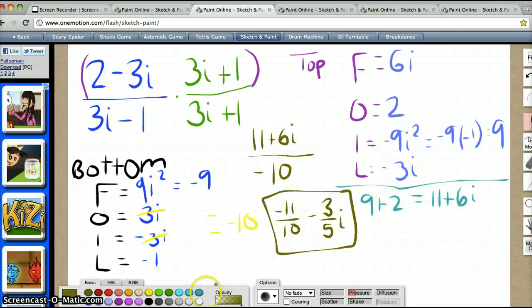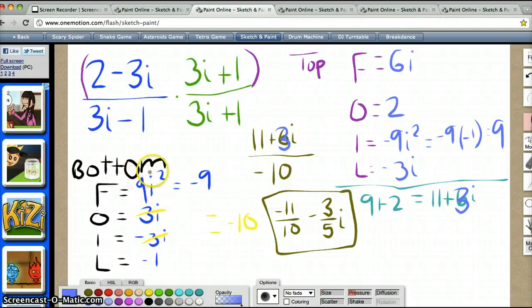So let's change that. This should actually be 3I. So 6 minus 3 should be 3I, and then 9 plus 2 is 11. So the top should actually be 11 plus 3I.